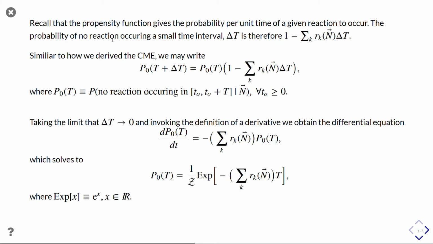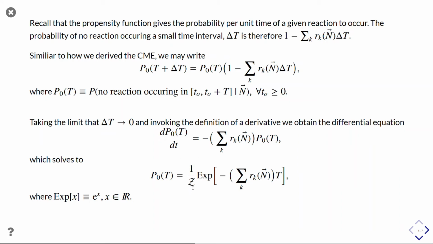Now, rearranging this expression slightly and taking the limit that delta t goes to 0 while invoking the definition of a derivative, similar to how we did in deriving the chemical master equation, we obtain the following differential equation for the conditional probability that no reaction occurs in a time interval of length t given the current state. This differential equation says that this conditional probability's derivative with respect to time is proportional to the conditional probability itself. Therefore, it has exponential solutions, as is shown below.